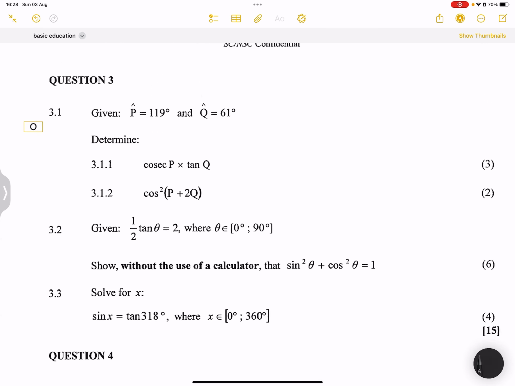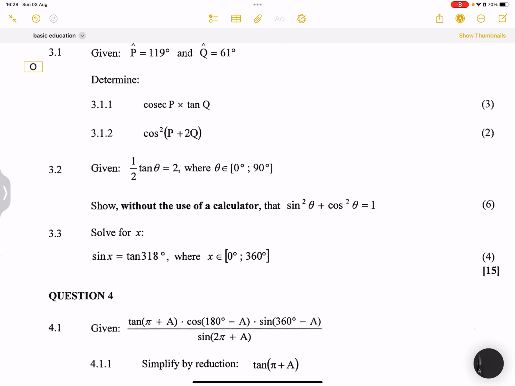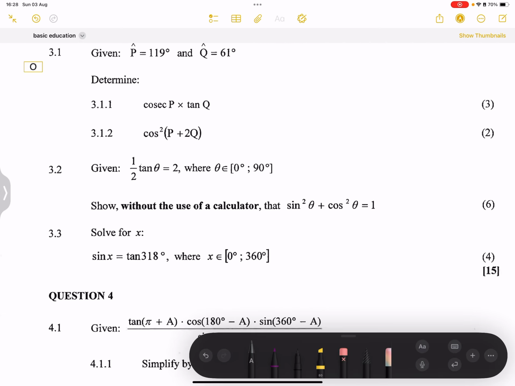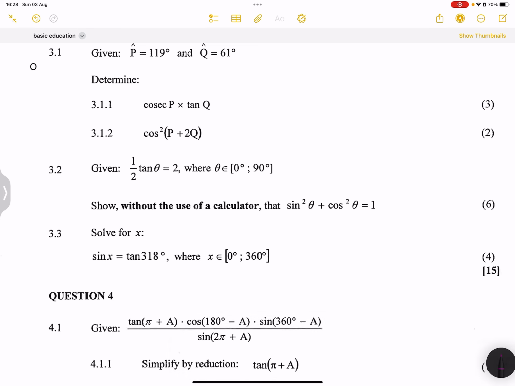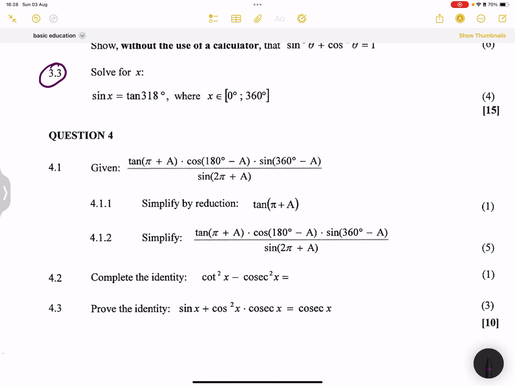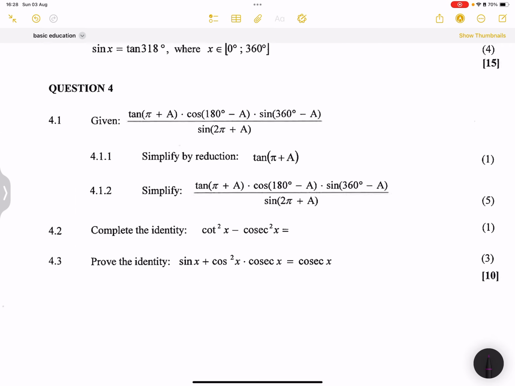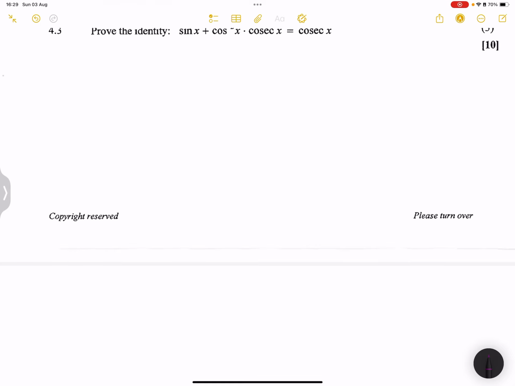All right, so in this case, I'm going to just dive into the question. Very interesting. They said to us, solve for x. We are given that sine x is equal to tan 318, where x is an element of [0, 360]. So now what we need to do is firstly work out: we've got sine of x is equal to tan 318.